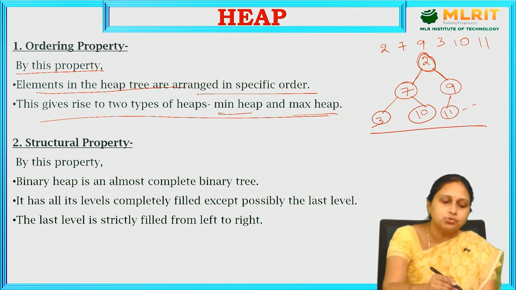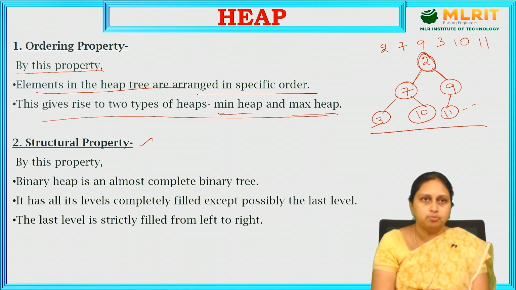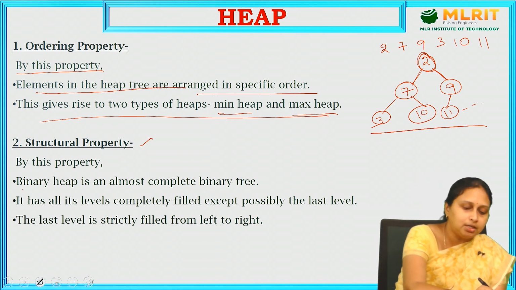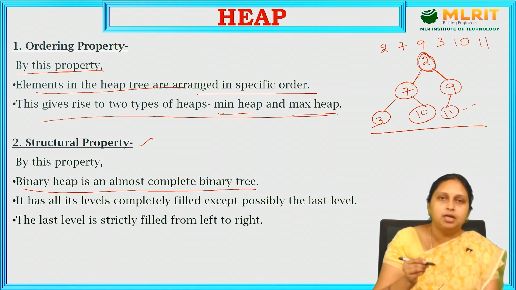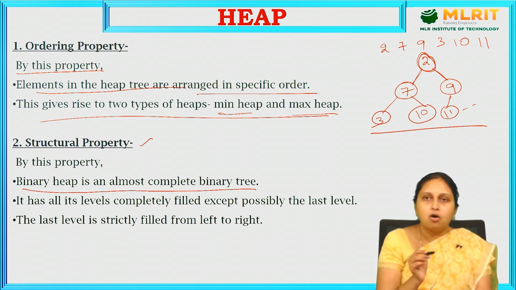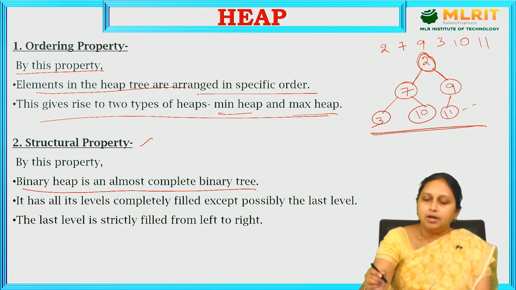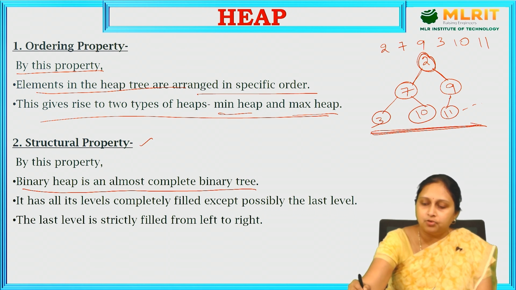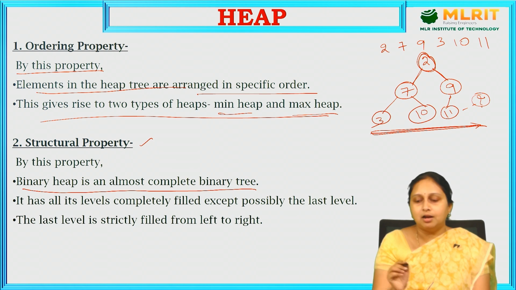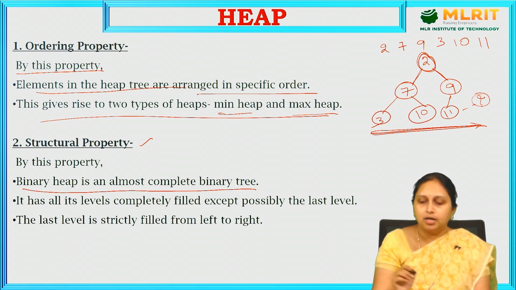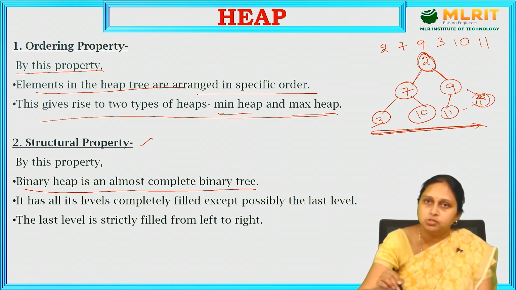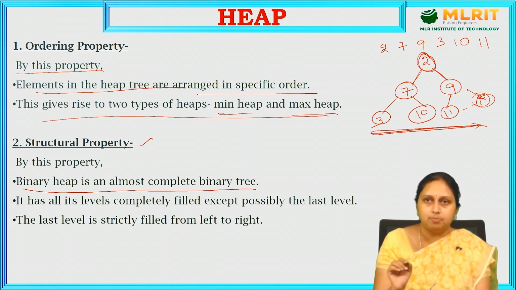Now coming to the structural property. What structure is it going to maintain? A binary heap is an almost complete binary tree. Almost complete means we need to fill the nodes from left to right. In this way, we fill the nodes from left to right, and you may have a node left empty at the last end. Even then, it is an almost complete binary tree.